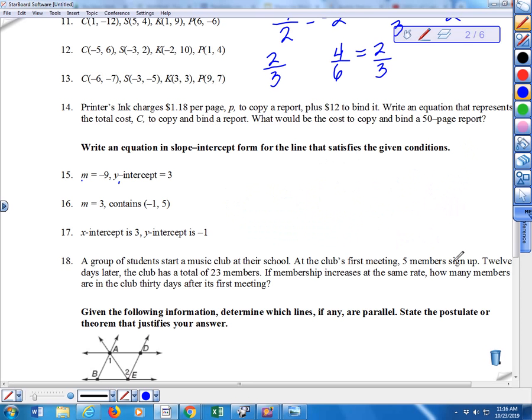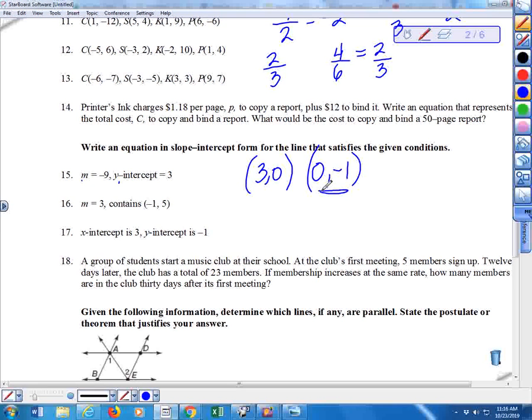Okay, and now here, they give us the x-intercept and the y-intercept. So what are those 2 points, coordinate points? What's the x-intercept? 3, 0. 3, 0, good. Okay, so this is going to be my b, right? I don't need to solve for it. They give it to me. Negative 1 is my b, but I need the slope.